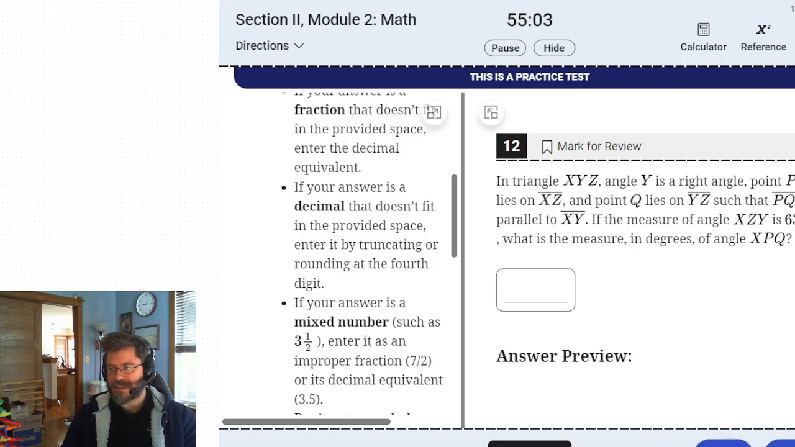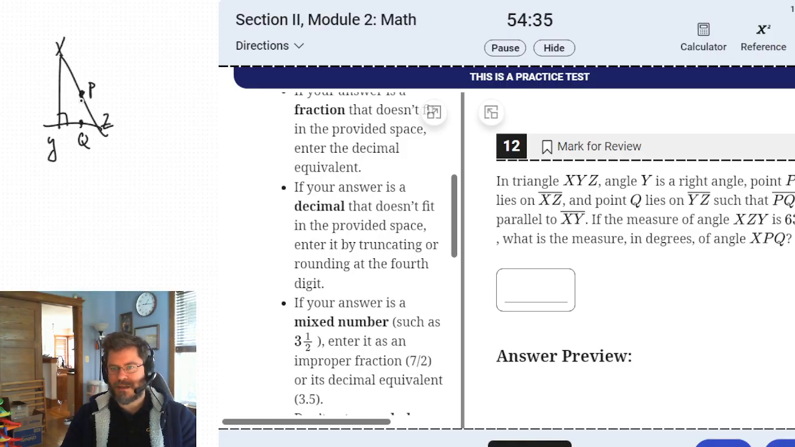All right, we got triangles again. Only the second or third triangle question on the whole test so far. They tell us that y is a right angle. Always draw it out. X, Y, Z. Y being 90. Point P is on XZ. Q is on YZ.